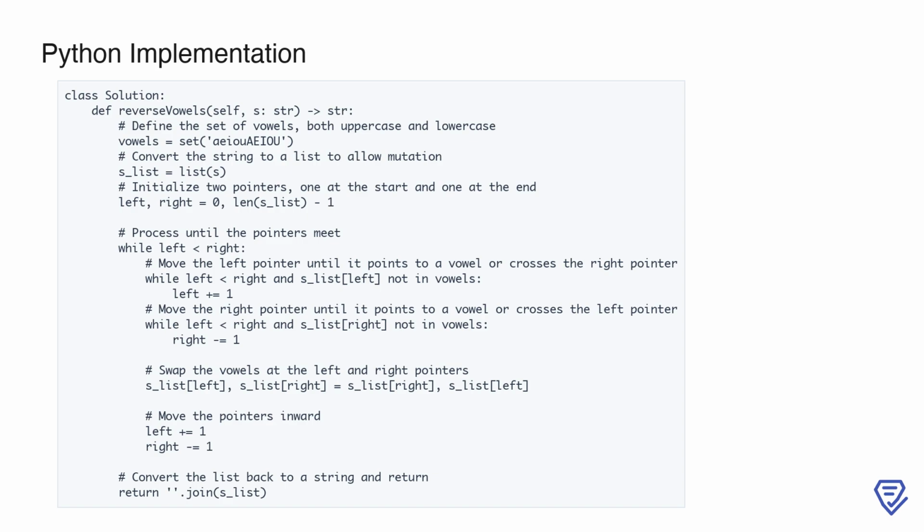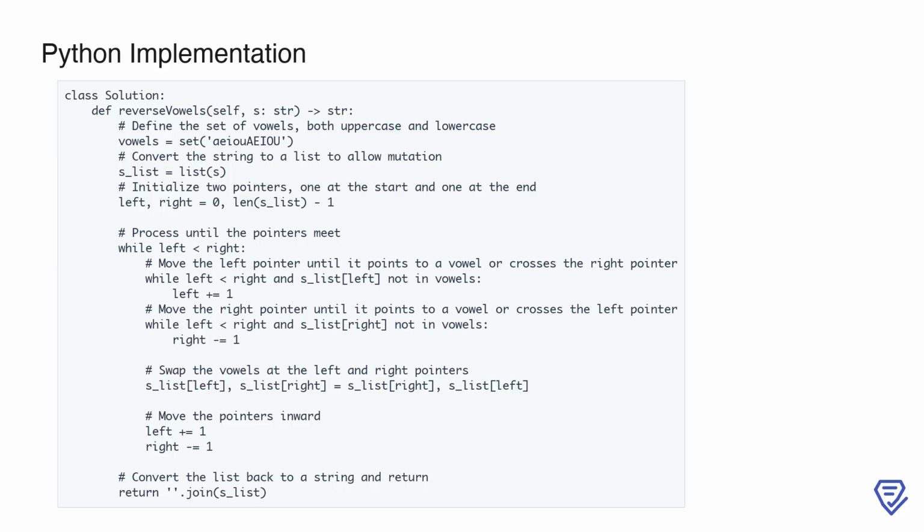First, we define a set of vowels, AEIOU in lowercase and uppercase, to identify which characters in the string are vowels. This set allows for O(1) average time checks for membership. Next, the input string is converted to a list because strings are immutable in Python, and we need to modify the string in place to swap the vowels. Two pointers, left and right, are initialized to the start and end of the list, respectively. These pointers will move toward each other as we process the string.